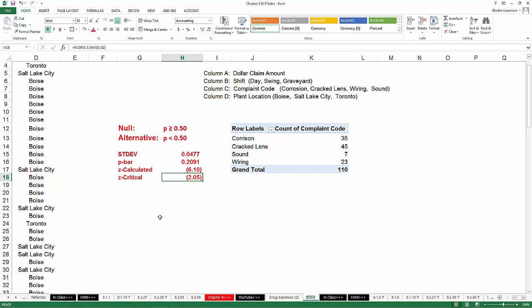So since negative 6.1 is less than negative 2.05, we're in the rejection region and we will reject the null hypothesis. And again, we could also compute a p-value for our z-calc. If we compute a p-value using the NORM.S.DIST function, we get an extremely small p-value, far less than our alpha, so it's obviously in the rejection region.